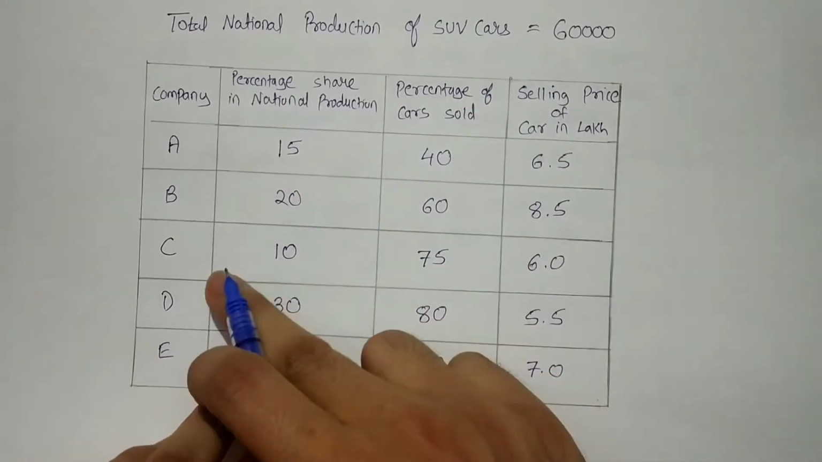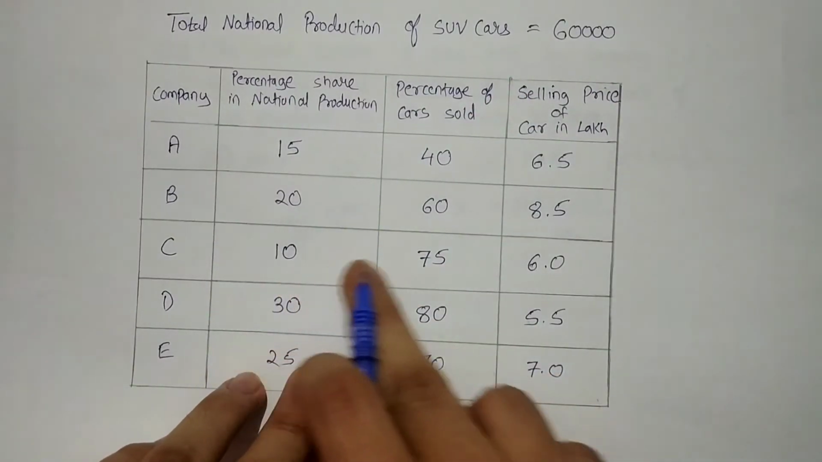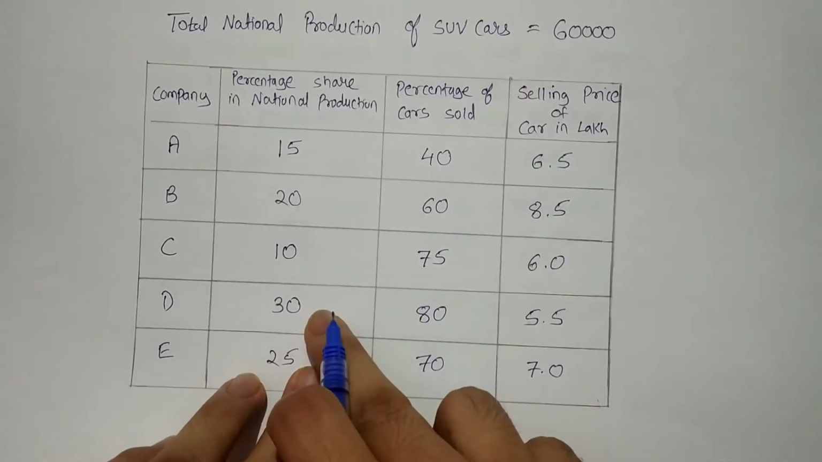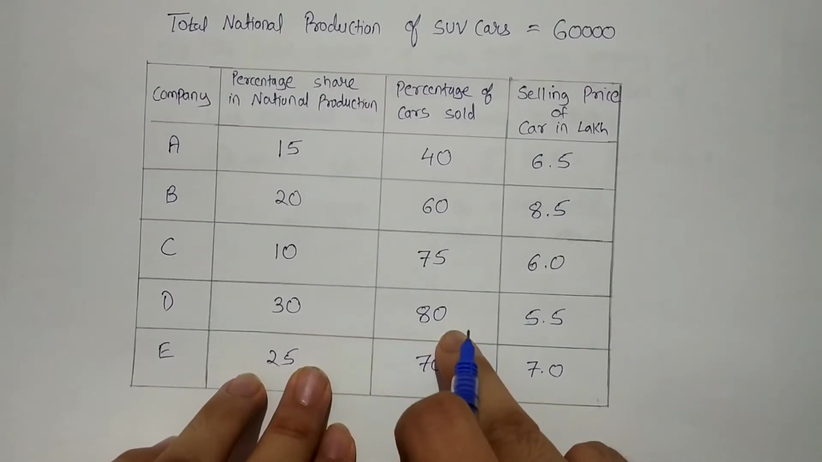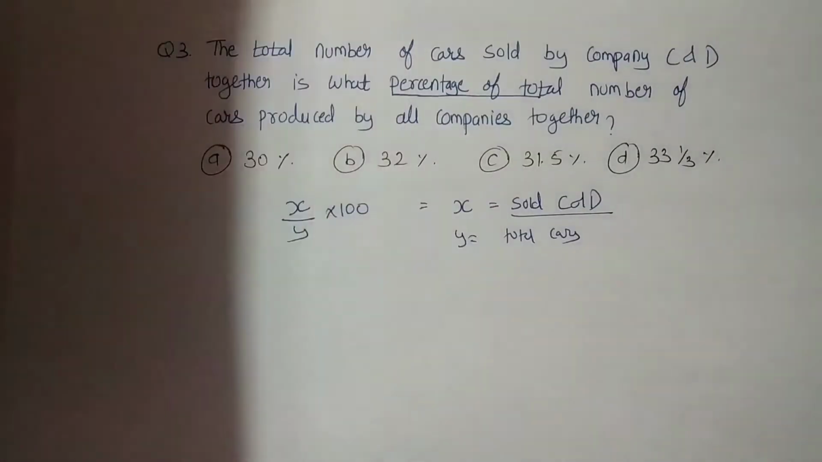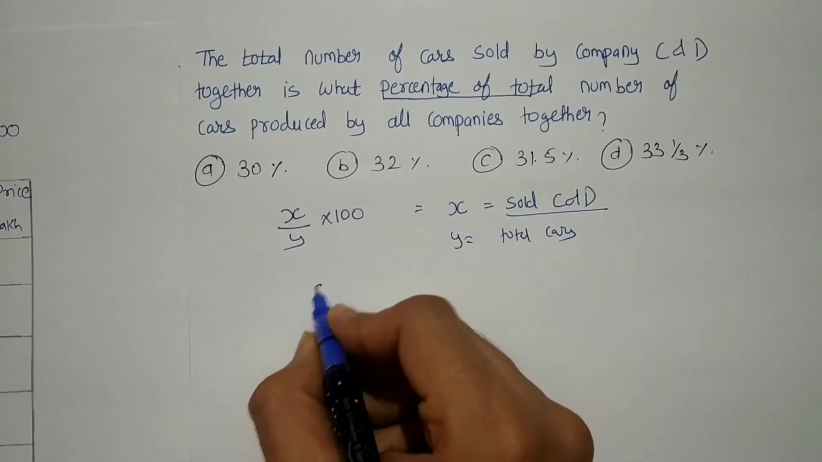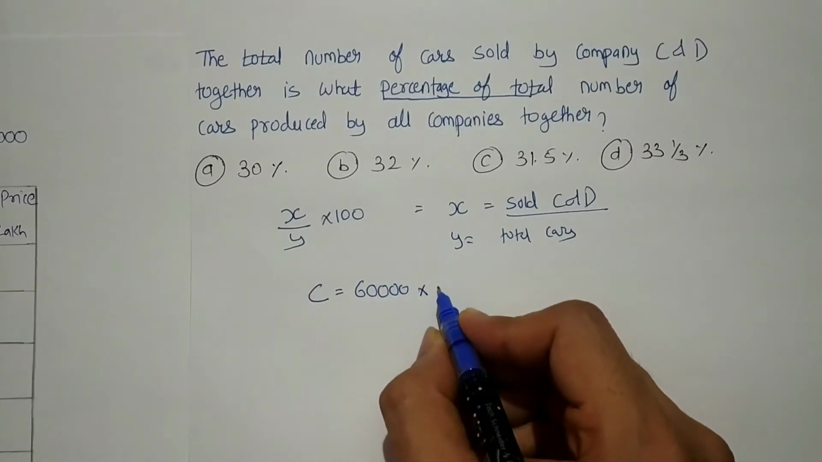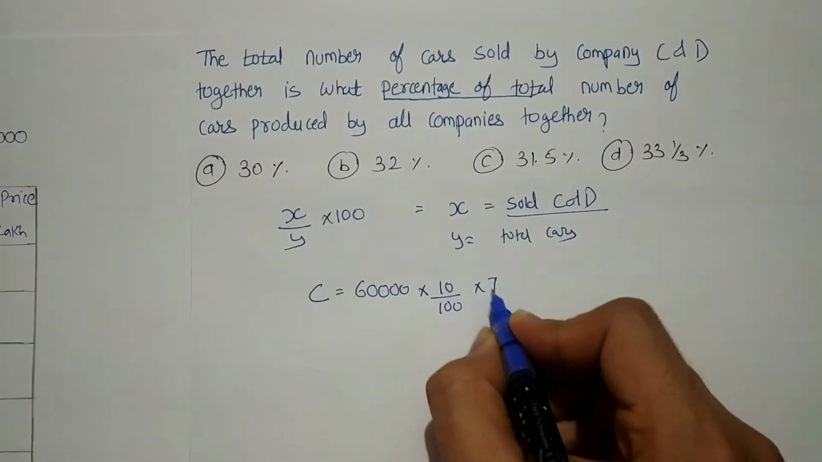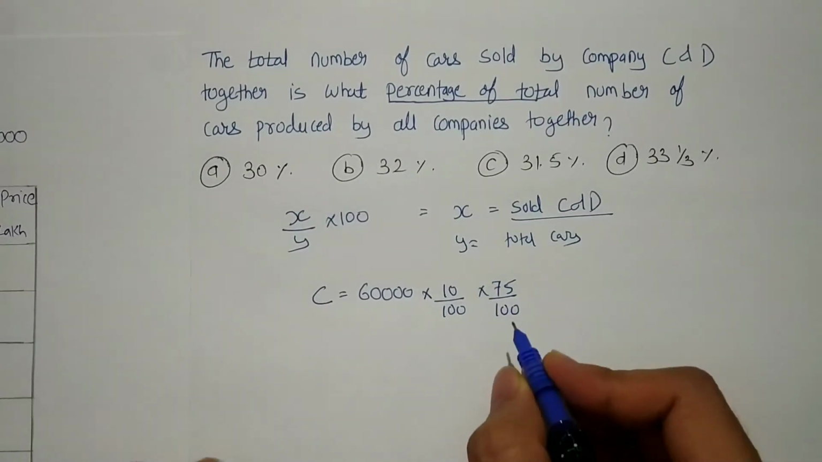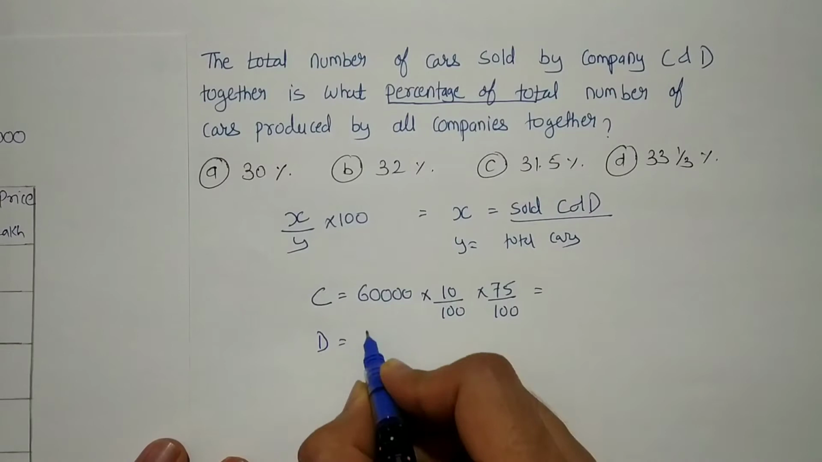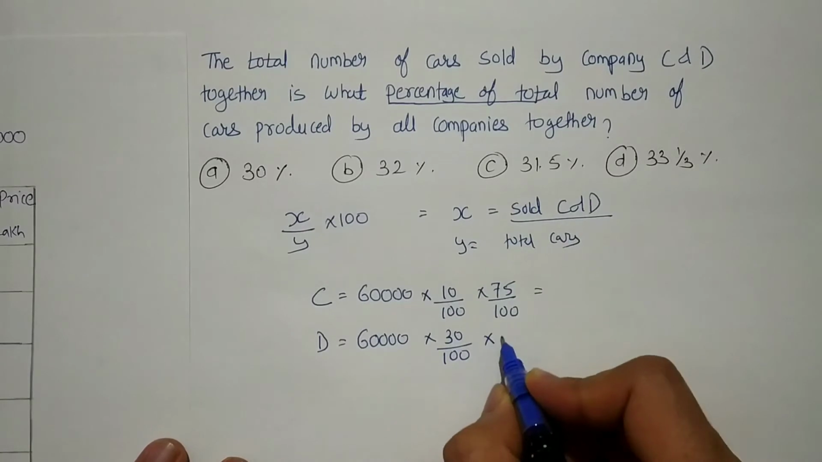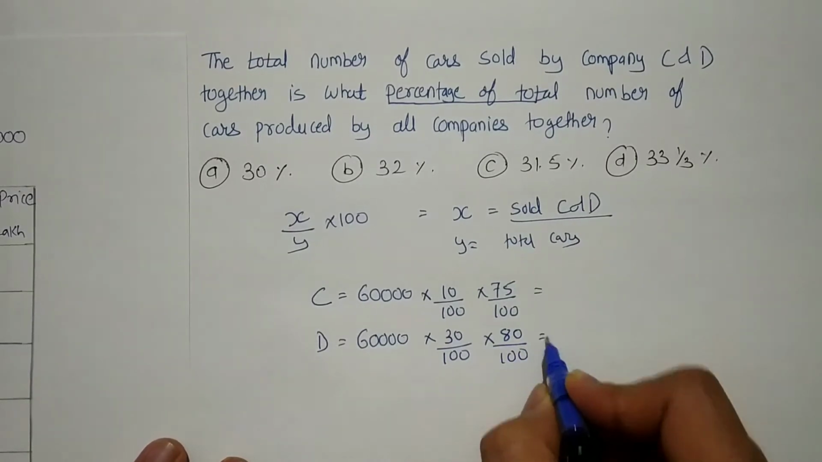60,000 is total production. Company C has 10% contribution and 75% is the selling criteria. In the same way, 60,000 into 30% is the share of company D and it sells 80% of the cars. So let's use this value. For company C, it is 60,000 into 10%, as I showed you, into 75 divided by 100 because it sells 75%, and for company D similarly it is 60,000 into 30% into 80% is what it sells.